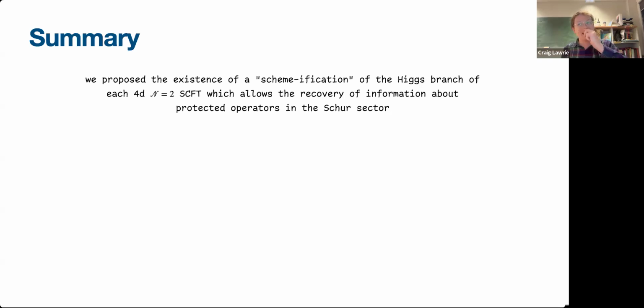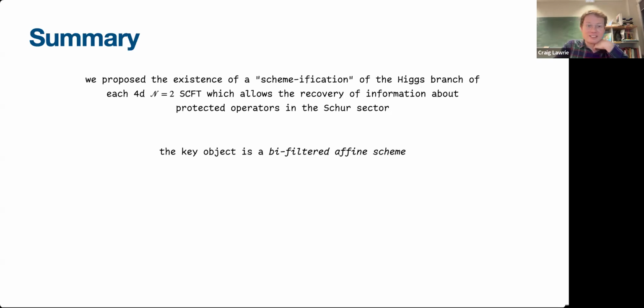Okay, so since I have 1 minute remaining, I would like to summarize. So what we did is we proposed the existence of a certain schemification of the Higgs branch for, in principle, any 4d N=2 SCFT, which allows us to recover information about protected operators in the Schur sector, in contrast to the Higgs branch sector.